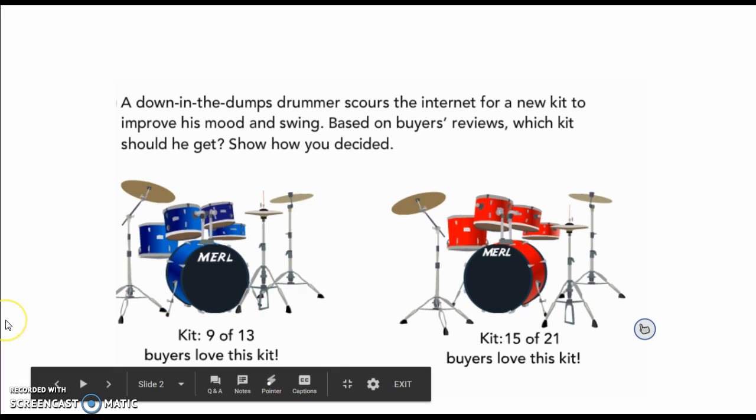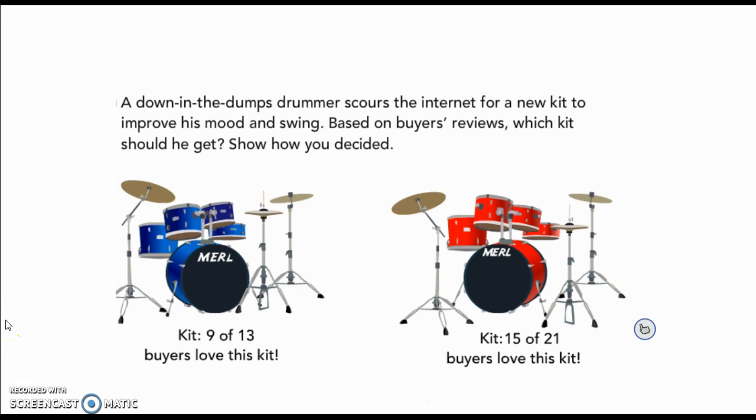Let's begin by looking at this example. A down-in-the-dumps drummer scours the internet for a new kit to improve his mood and swing. Based on buyers' reviews, which kit should he get? If you look at the first kit, the blue kit, 9 out of 13 buyers love this kit, and with the red one, 15 of 21 buyers love this kit. How could we determine which one is a better buy based on the buyer's reviews?